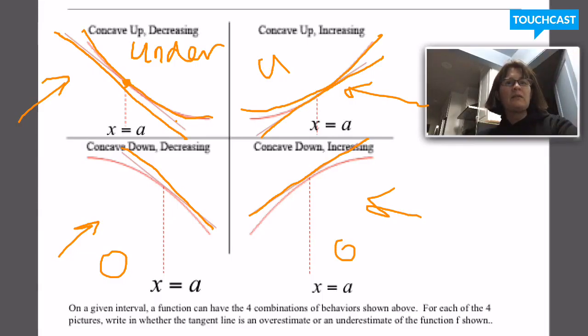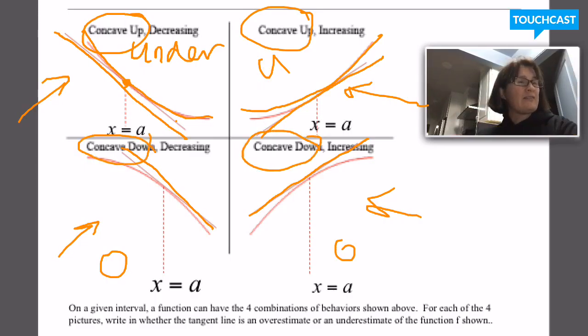So look at the two situations where the tangent line was an underestimate. What do they have in common? Both of those scenarios included a function that was concave up. And for the tangent line to be an overestimate, all that's necessary is for the function to be concave down on the interval that we're interested in. So the interval that contains both the point of tangency and the x value that we're trying to find an approximation at. So watch the next page.